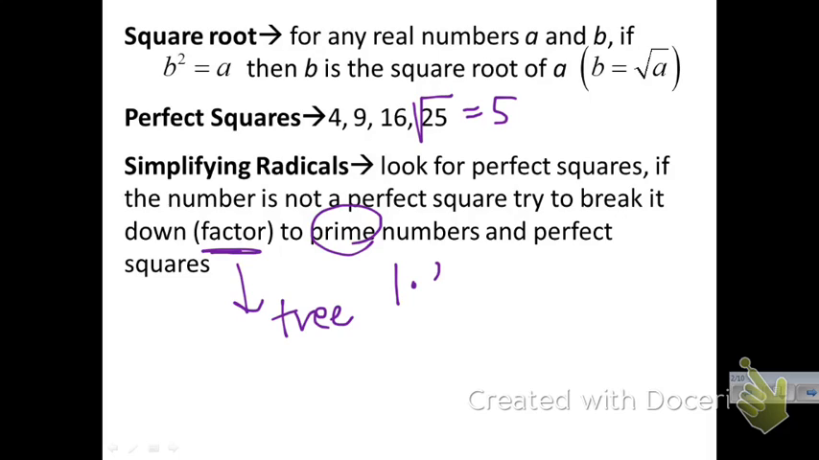So for example, 3 is a prime number because the only two numbers that multiply to be 3 are 1 and 3. 5 is a prime number because 5 breaks down to only 1 and 5. 7 is a prime number. We could continue listing prime numbers. But we want to break down our radical until we get to prime numbers and perfect squares, or to the prime factorization. And I can show both of those processes.